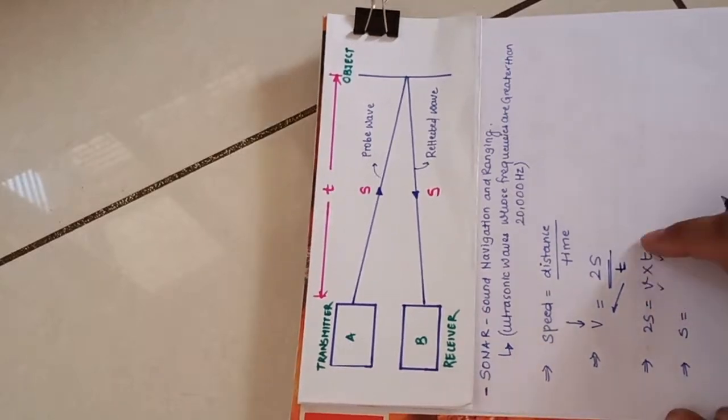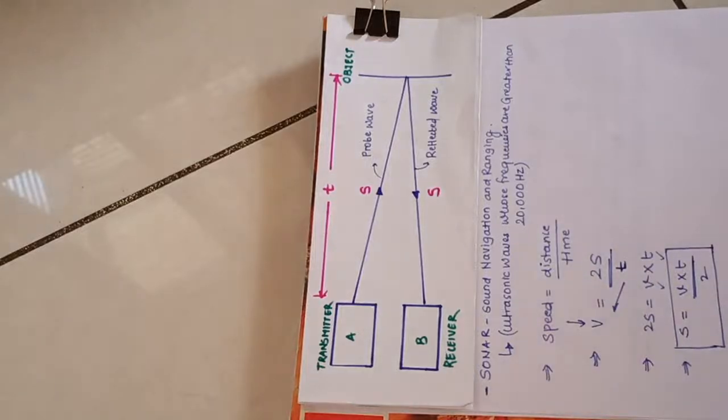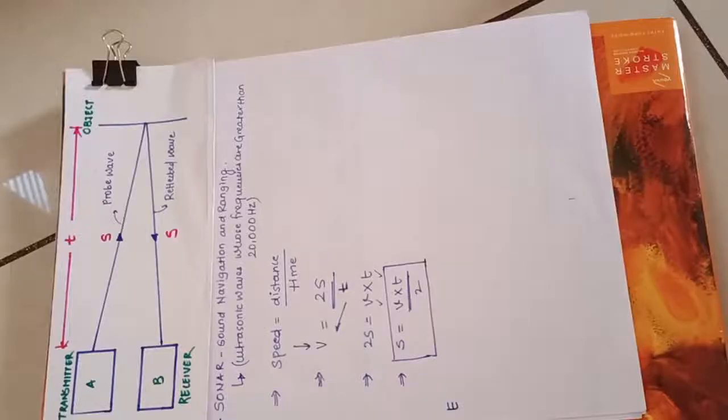I know v, I know t. I can determine s is equal to what? V cross t divided by 2. This is the simple method to determine the distance by the echo method, laser method, radar method, sonar method. The principle is one and the same.